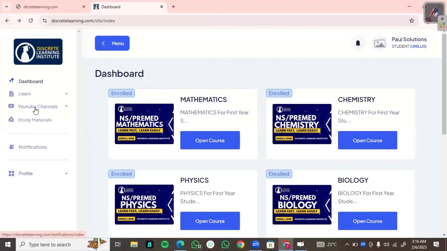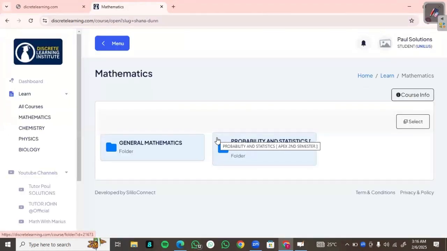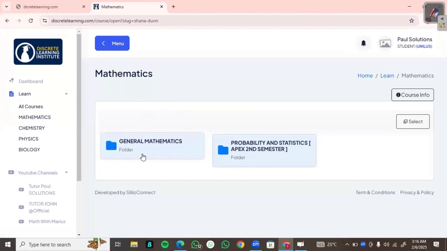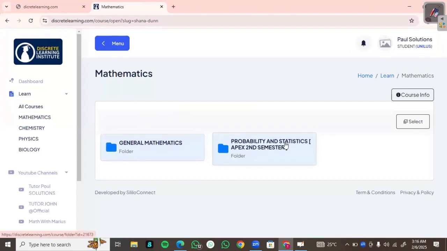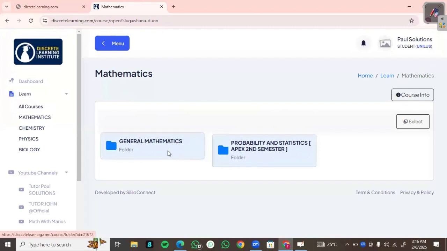So we have talked about all these here on the menu. If, for example, you want to learn something, you just open this course. If you open math, you're going to find general mathematics and probability and statistics for second semester Apex. This one here is specifically for those who are doing second semester Apex. For the rest of you, you just go in the general mathematics.